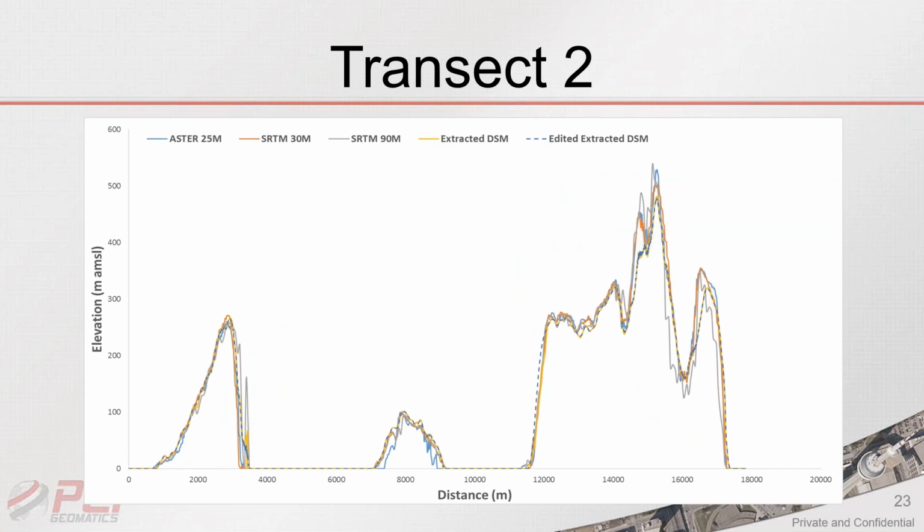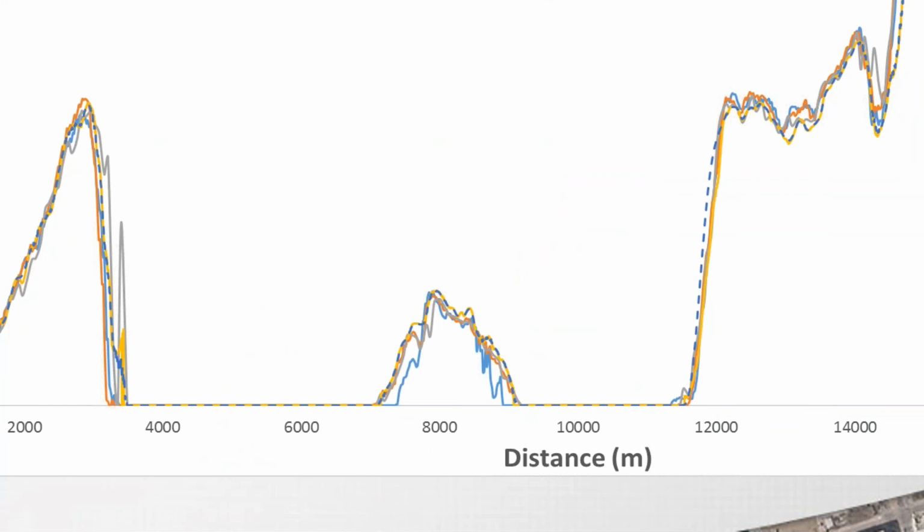For the second transect, the island of Terracia right here has some variation, but that's mostly the 90-meter SRTM. And if we move to the middle, the middle island right here, you can see that our extracted DEMs follow closely with the SRTMs, but if you look at the blue line right here, this is the Aster DM, and it seems that it underestimates a lot of the elevation values on this island.